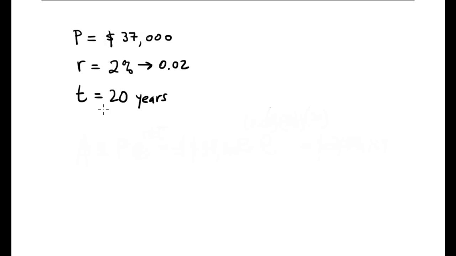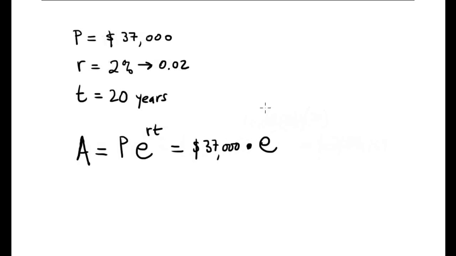Okay, this is the problem. We have $37,000. The inflation rate is 2%, which is 0.02 in decimal, and the time is 20. The formula is A equals P e to the rt. P is 37,000 times e to the power, r is 0.02, times 20.